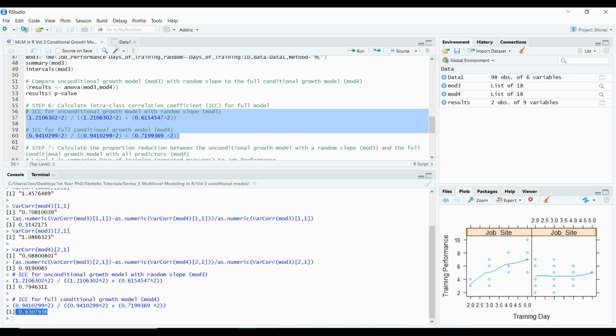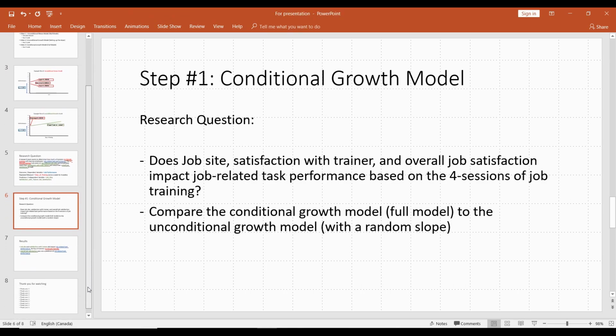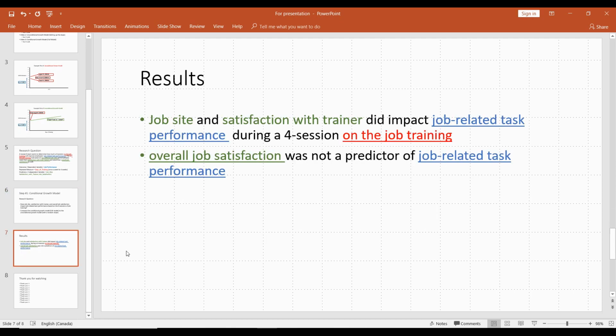But yeah, that's pretty much all the steps taken to running a longitudinal multi-level model in R. As the results suggested, job site and satisfaction with trainer did impact job-related task performance during the 4th session of the job training, but overall job satisfaction was not a predictor of job-related task performance. So that's pretty much everything that needs to take place for running a simple 2-level longitudinal multi-level model in R.